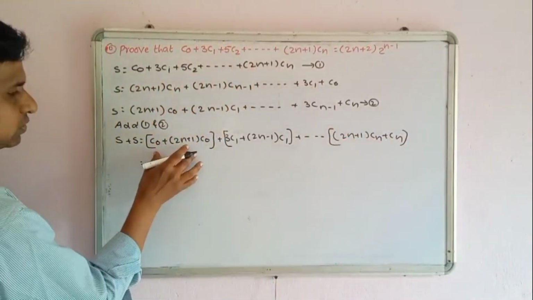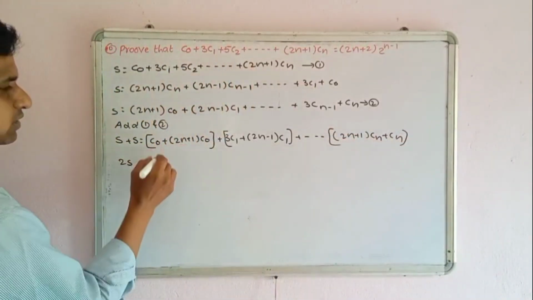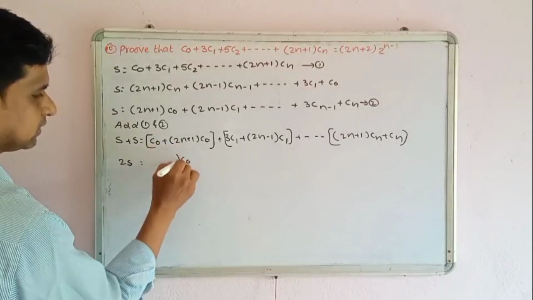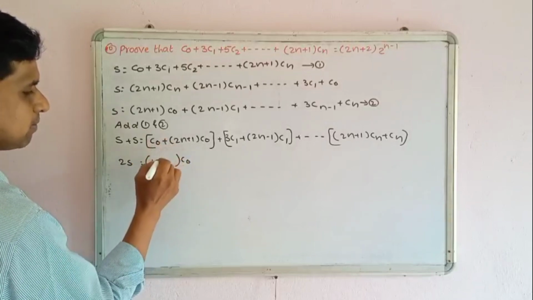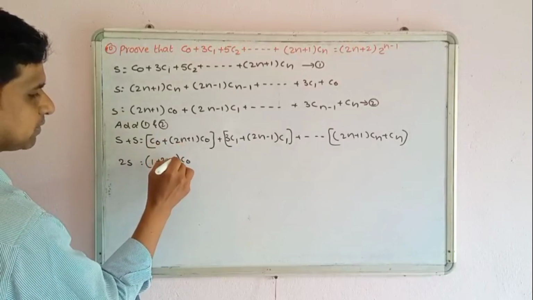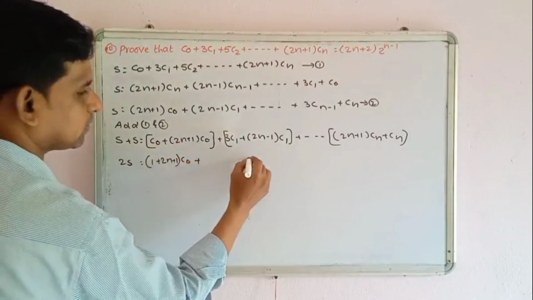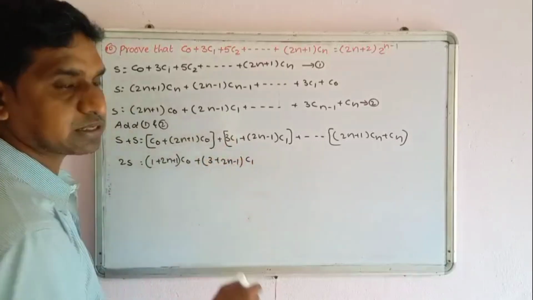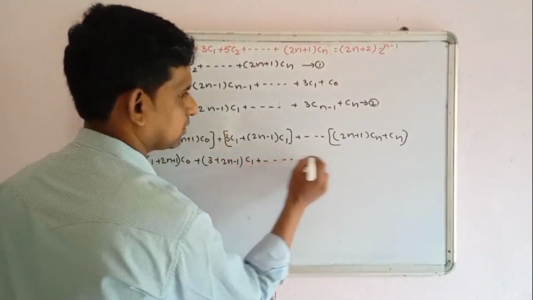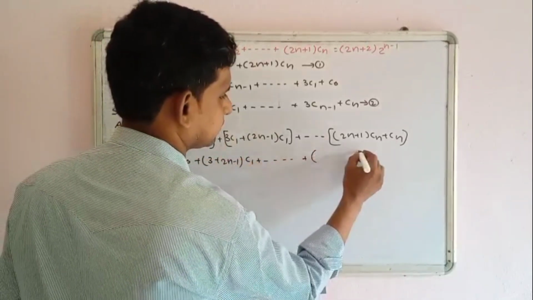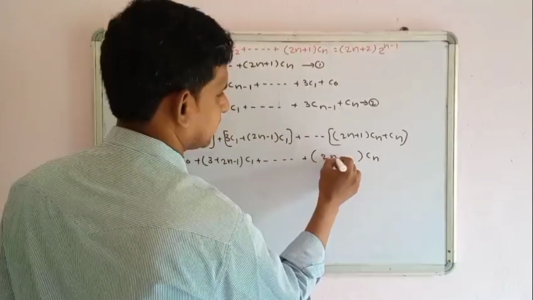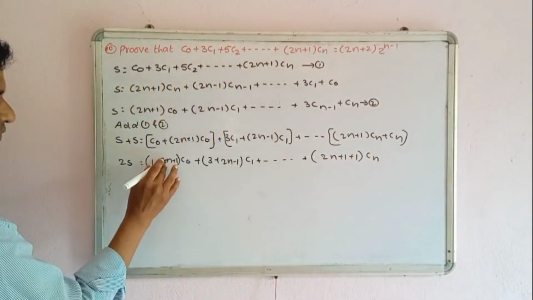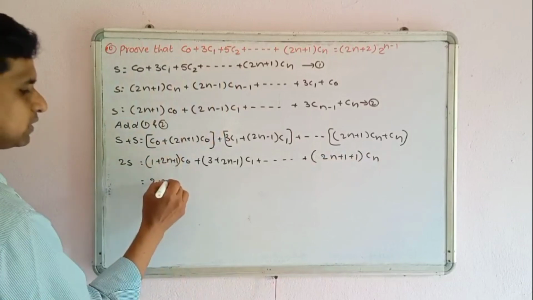So from the first two terms, S plus S is 2S. Take C0 as the common factor. Here what is there? 1 plus 2n plus 1. Here also C1 is the common factor. So 3 plus 2n minus 1, plus so on. Here also Cn is the common factor: 2n plus 1 plus 1.